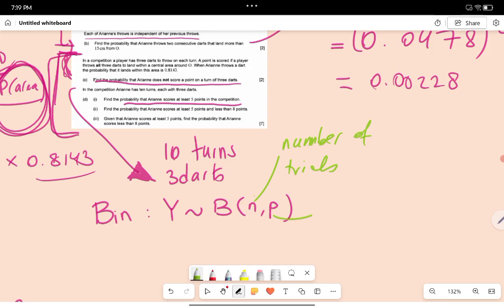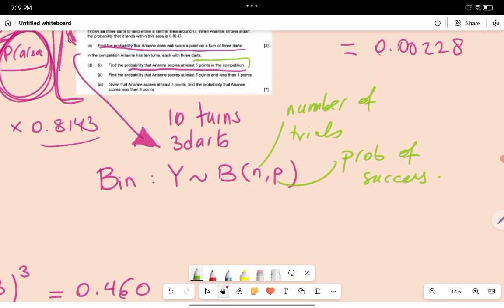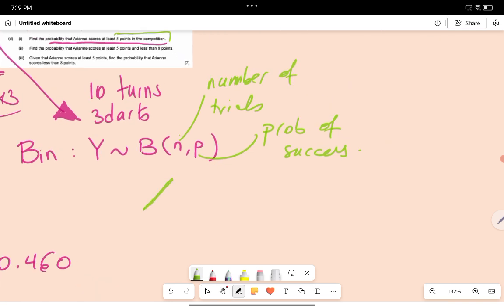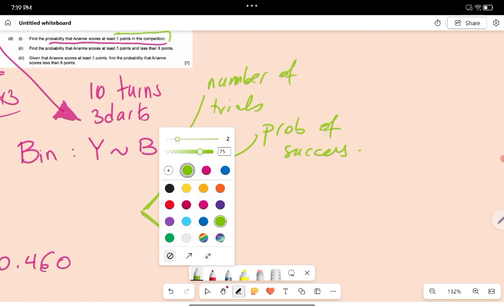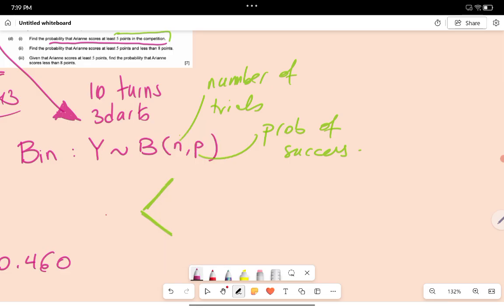And P is the probability of success. So now we see here, find the probability that Ariane scores at least 5 points in the competition. So we have to recognize here a binomial, where we have 2 outcomes. With binomial, we have 2 outcomes, either success or failure. And then we would calculate the number of successes.